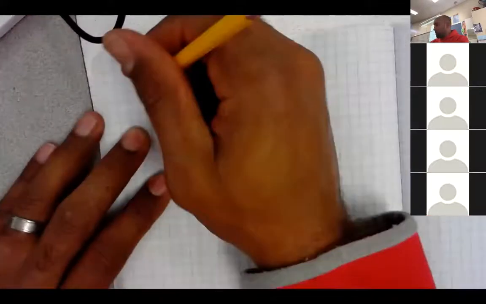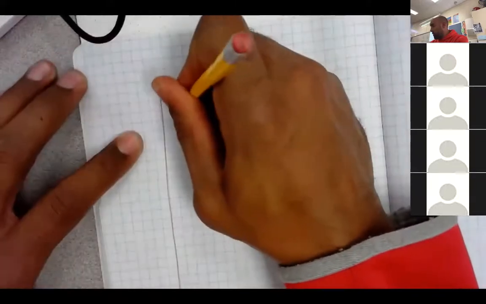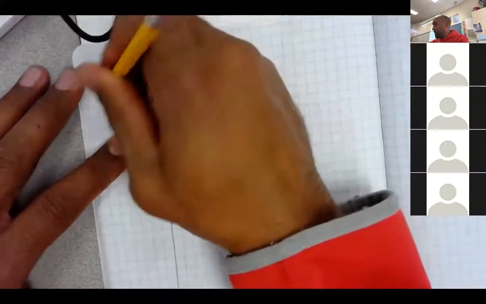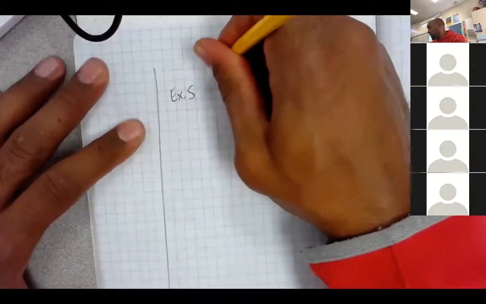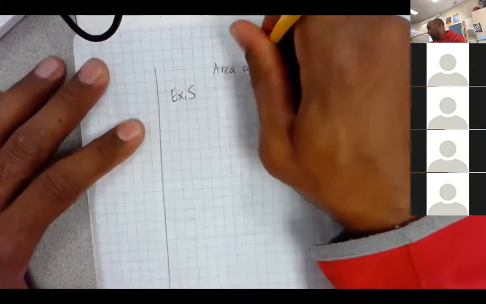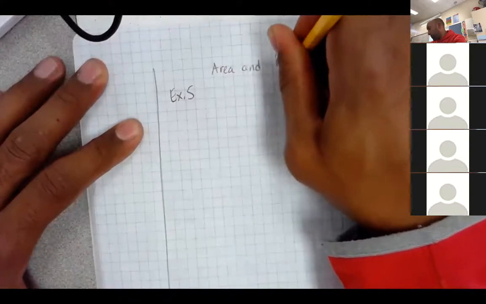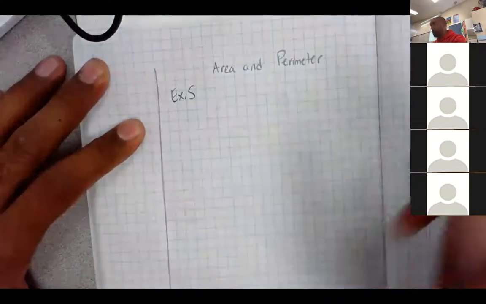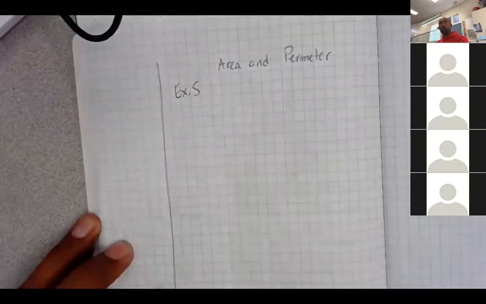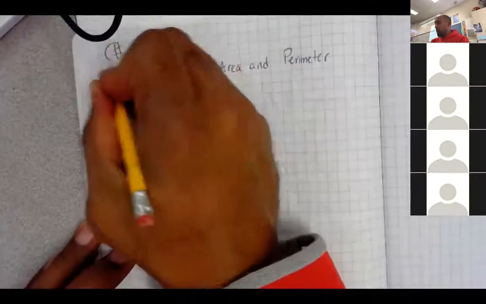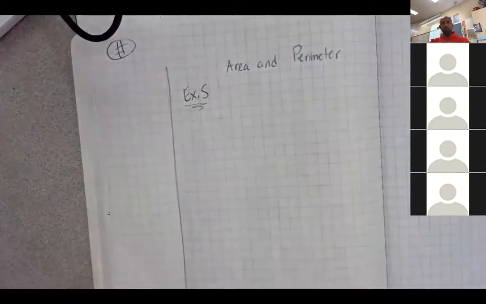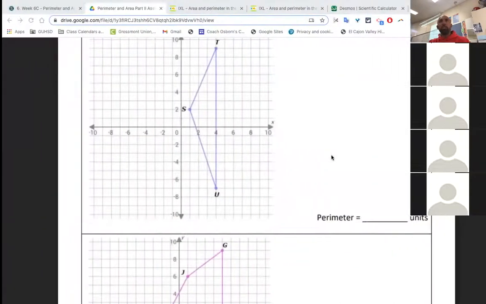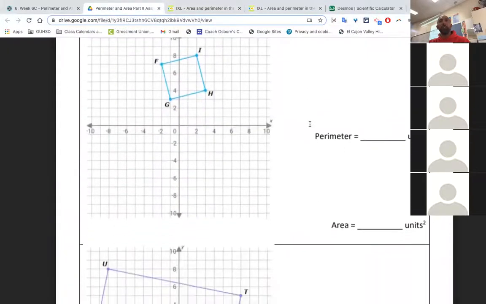Okay, so again, I got my corner notes over here, and this is going to be example 5. This is going to include area and perimeter in this one. So area and perimeter. So just, again, start a new page number, put the example 5, area and perimeter. Okay, so the problems that we would see that look like this would be the ones down here.